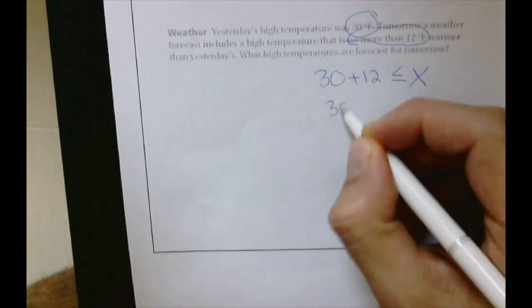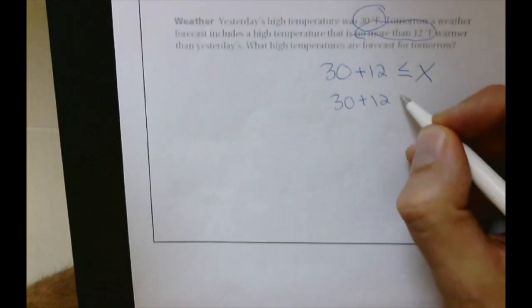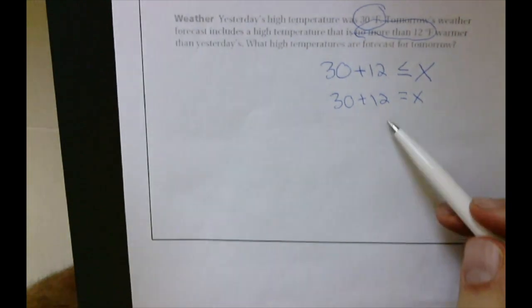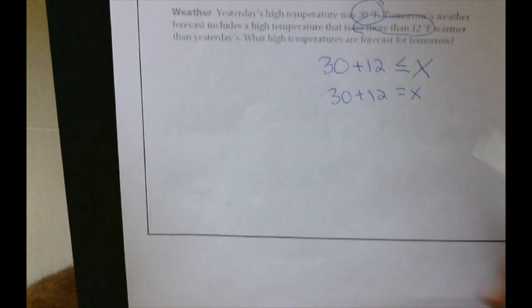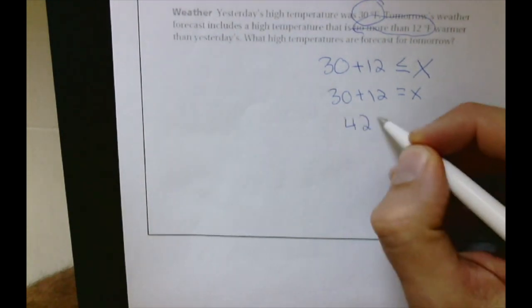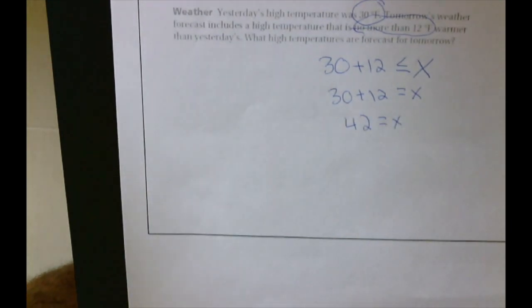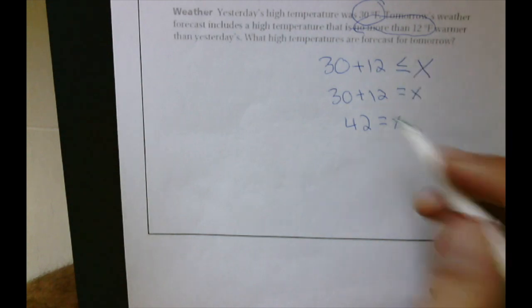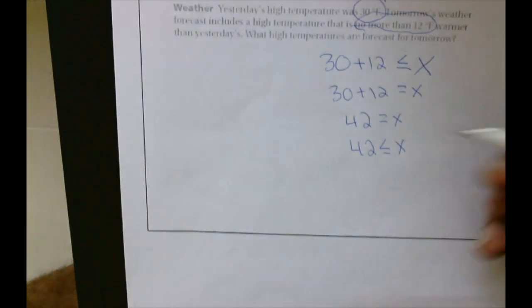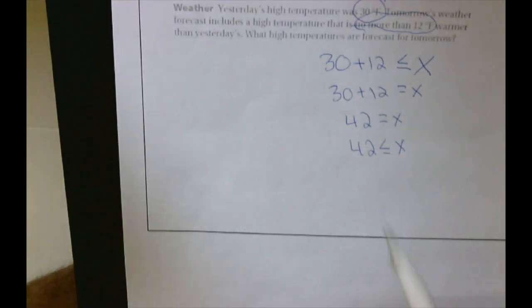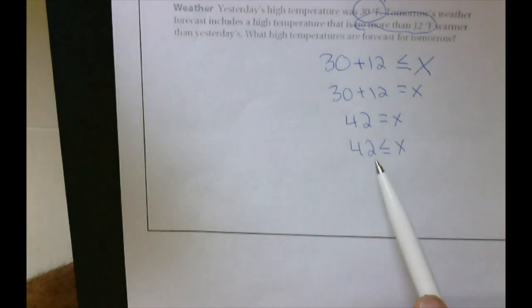Now, I'll change my inequality symbol into an equal sign. Notice how I already have my x isolated. So I can go ahead and combine like terms. I got 42 is equal to x. Since we're not solving an equation, I have to change my equal sign back to an inequality symbol. That's 42 is less than or equal to x. I want to be 100% clear for this question that 42 is less than or equal to x is the correct answer.